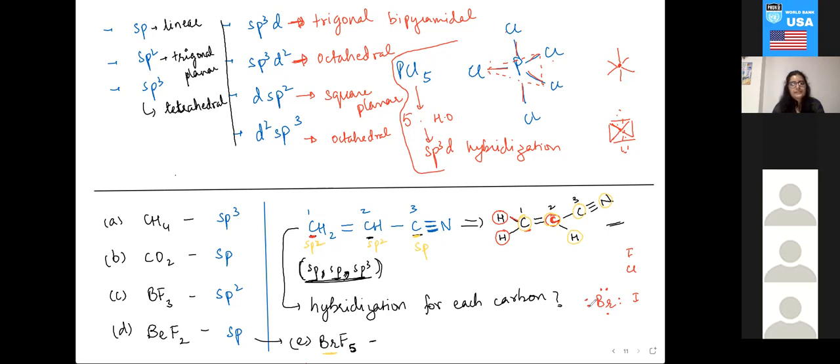And out of these 7, how many are taking part in bonding? 5. Right? So 5 are bonded to fluorines. All single bonds because fluorine forms a single bond. So that is a total of how many electron pairs?